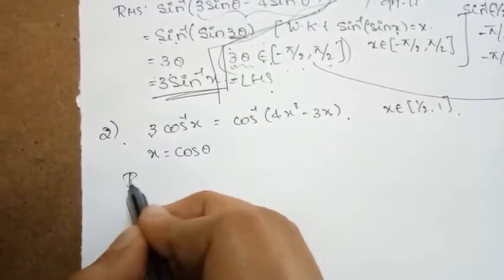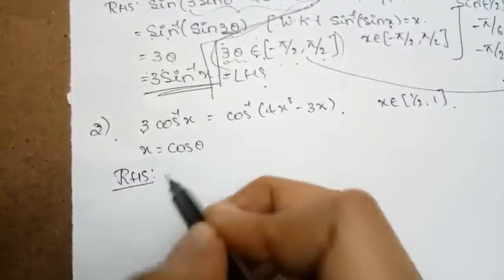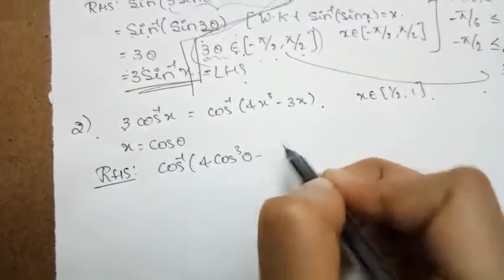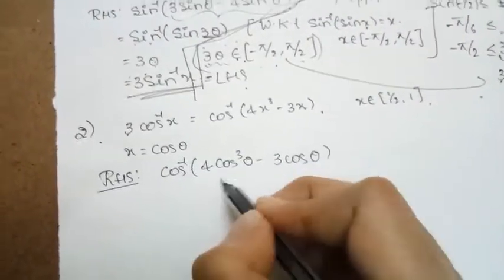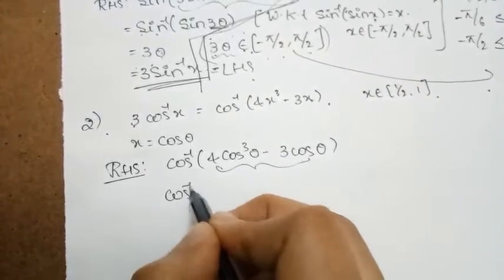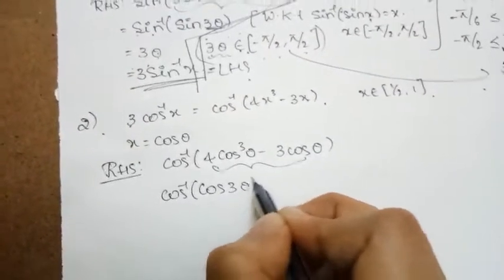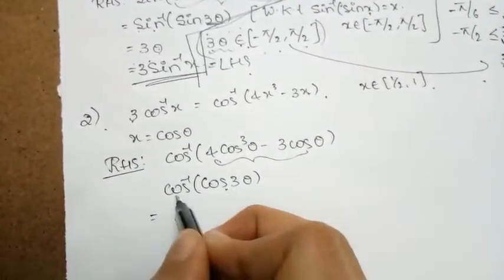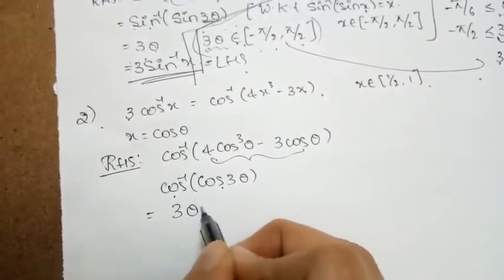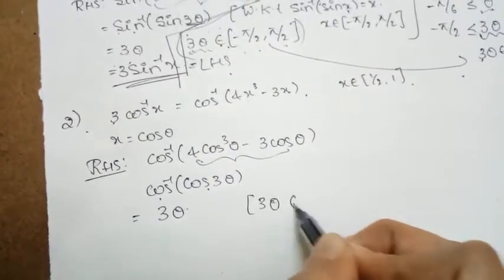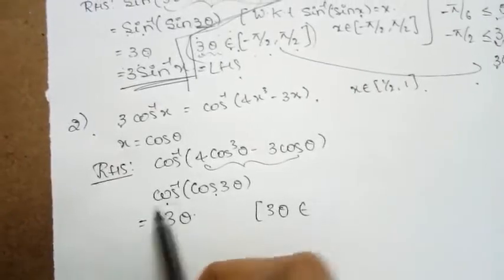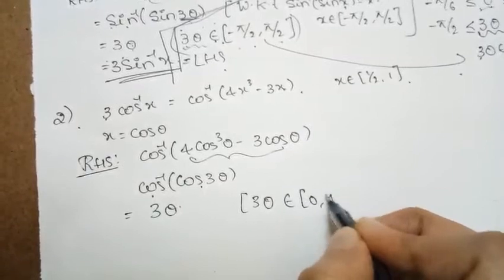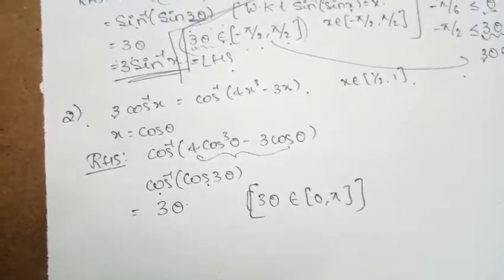Suppose I substitute x is equal to cos theta, what happens to our RHS? It is cos inverse of 4 cos cube theta minus 3 cos theta, which gives the identity of cos 3 theta. Now we have cos inverse of cos 3 theta. So I am able to write cos inverse of cos 3 theta is equal to 3 theta when 3 theta belongs to the principal value branch of cos inverse. What is the principal value branch of cos inverse? That is when 3 theta belongs to 0 to pi. In that case only we are able to write it.